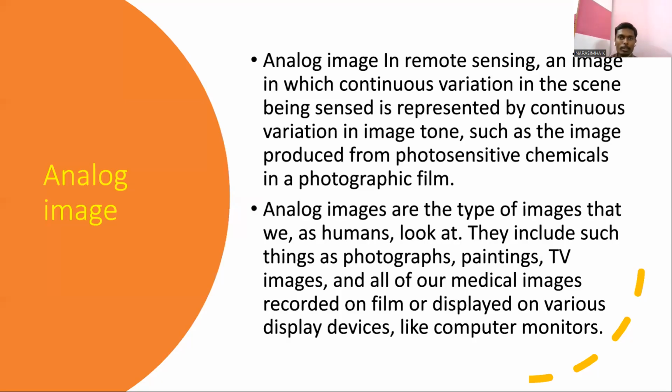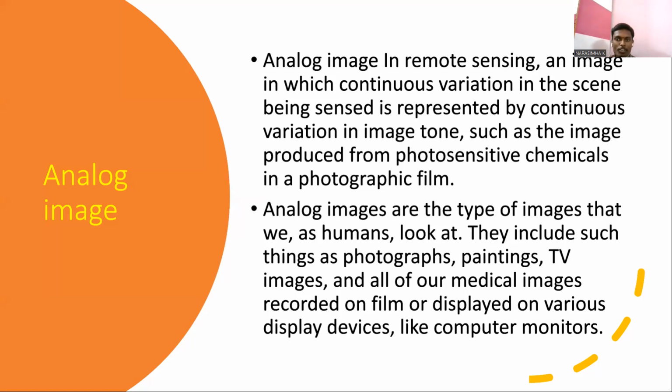First of all, analog image. Analog image in remote sensing: an image in which continuous variation in the scene being sensed is represented by continuous variation in image tone, such as the image produced from photosensitive chemicals in a photographic film.